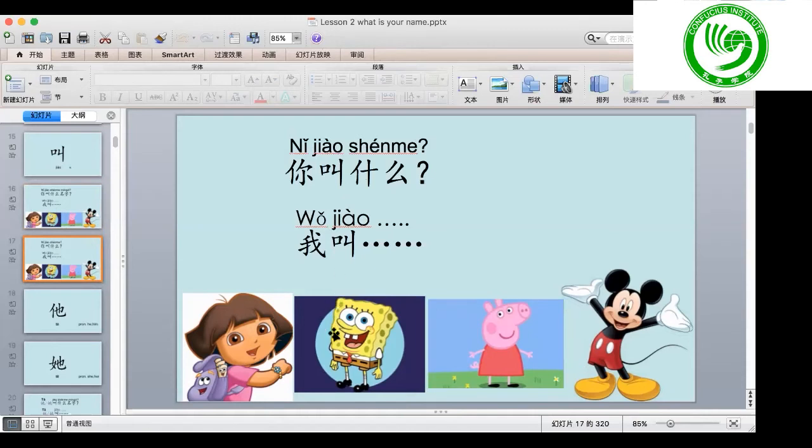Now I'm gonna point out the pictures randomly. Be careful. This one, 你叫什么? Answer me. Okay, this one, 你叫什么? This one, 你好? 你叫什么? Okay, now you please ask and answer by yourself with this sentence. 1 minute, ready? 开始.